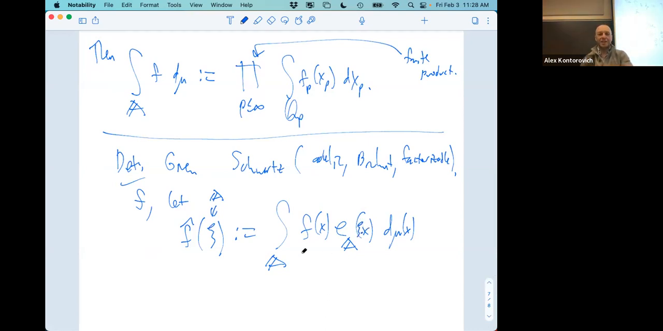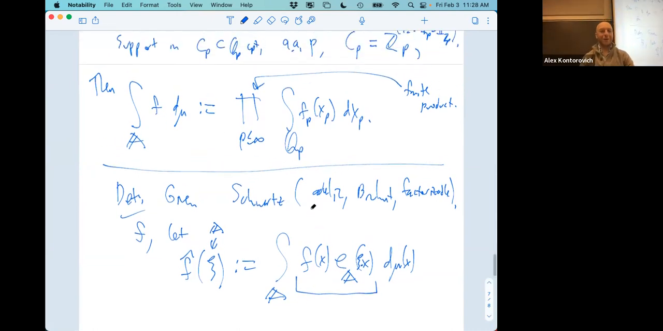Okay. Is this function, ξ in the adeles, is this function of the type that we're allowed to use our integration theory on?